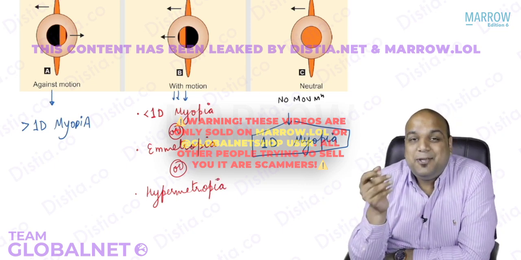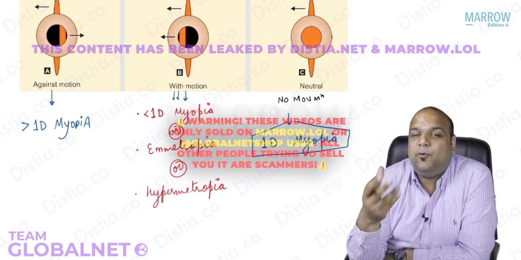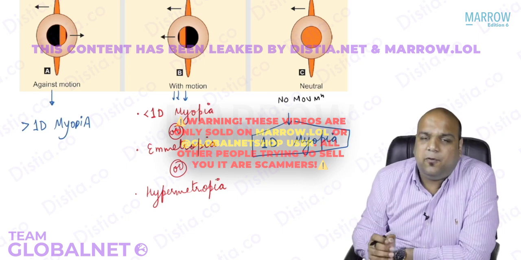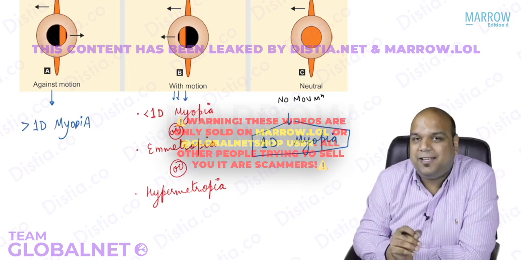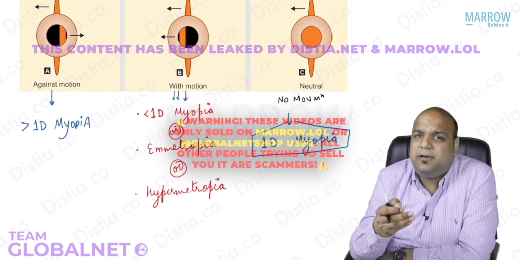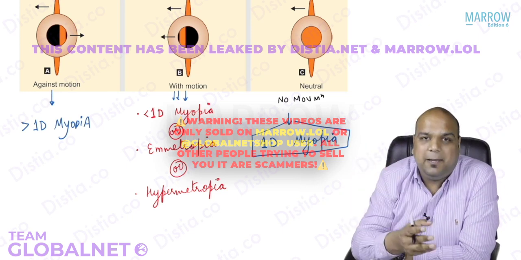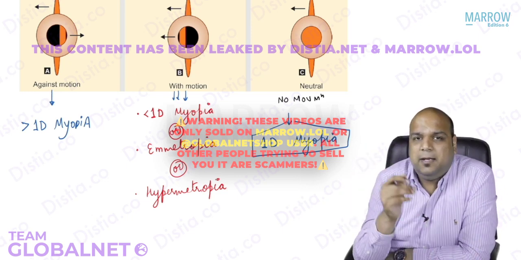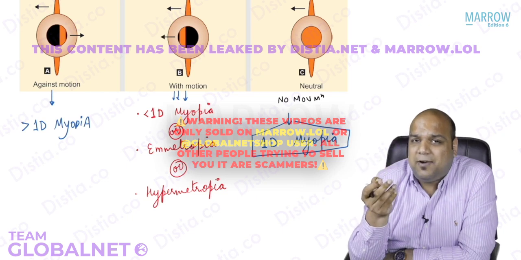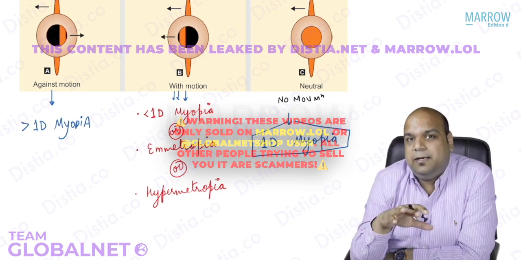Okay, everybody. So based on the direction of movement, this is how we are able to narrow down onto the refractive error. Okay. No movement, 1 diopter of myopia. Against movement, greater than 1 diopter of myopia. And if it is with the motion, we are saying it is less than 1 diopter of myopia or emmetropia, or moving towards the plus side, that is hypermetropia. Okay. Now the question that some students are asking me or asking themselves is, sir, why is there 1 diopter of myopia even when there is no movement?